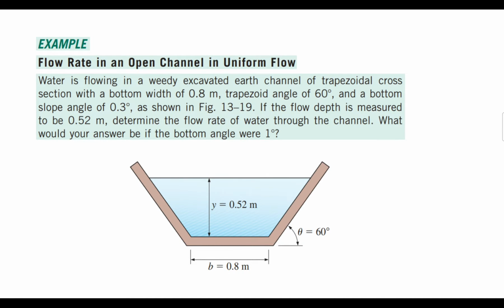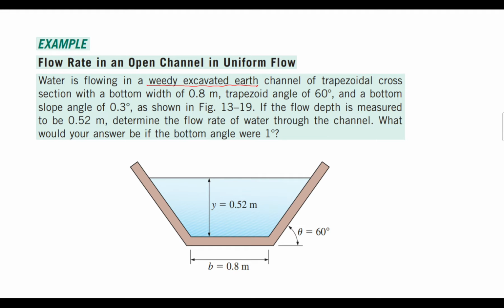Okay, so we will continue with this video with an example. We need to determine the flow rate. Water is flowing in a weedy excavated earth channel of trapezoidal cross section. So, weedy excavated channel, I think we have a corresponding n value for that one.